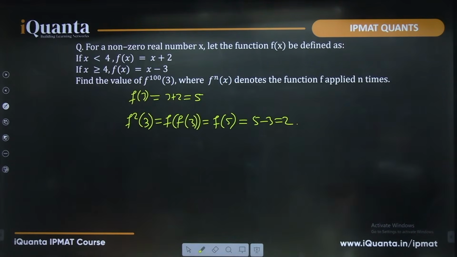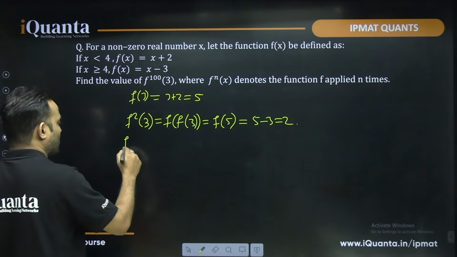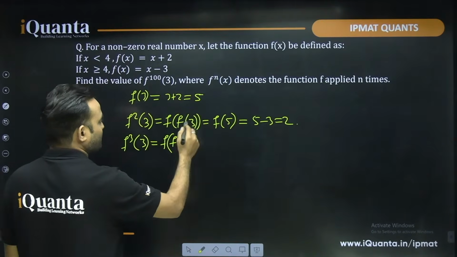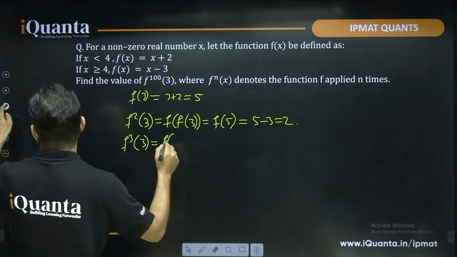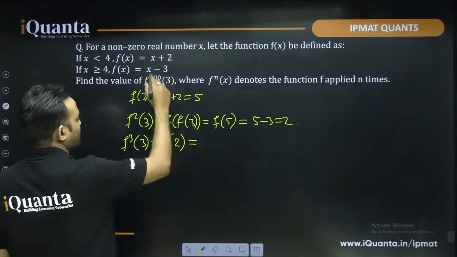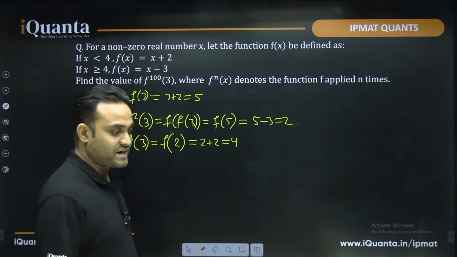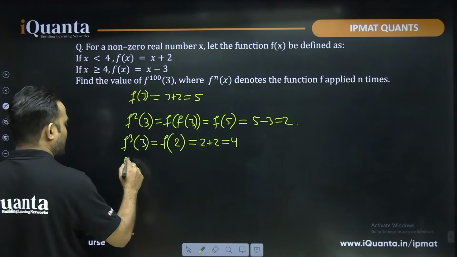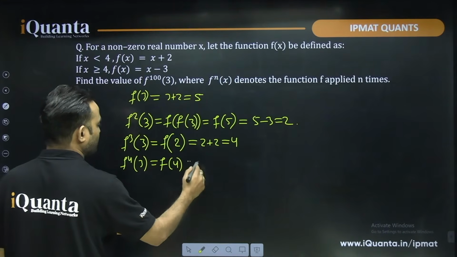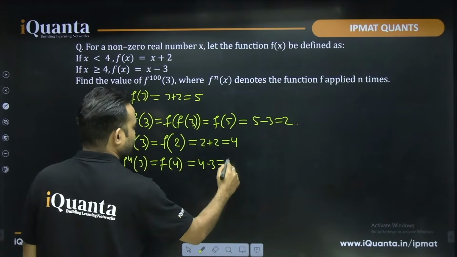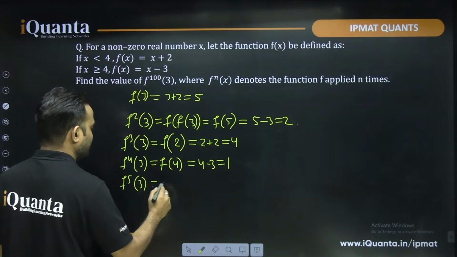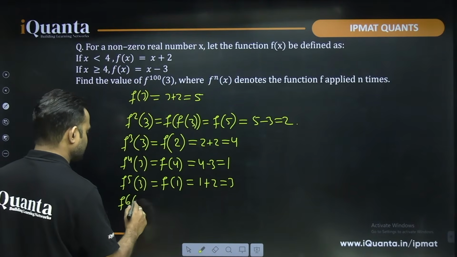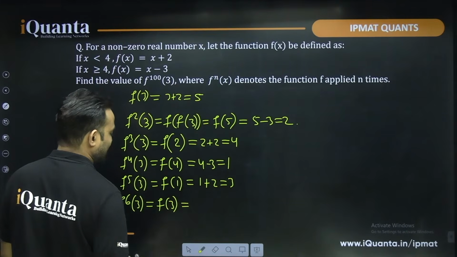And you need to do the same thing. Now f3(3) is equal to f of f2(3), so f of 2. We can write it directly: 2 plus 2 is equal to 4. Is that clear? Okay, it is clear up to here. Then what will be f4(3)? That will be f of 4. When x is greater than or equal to 4, 4 minus 3, that is equal to 1. f5(3) is equal to f of 1, which will be 1 plus 2, that is equal to 3. So f6(3) will be equal to f of 3, that is equal to 5.